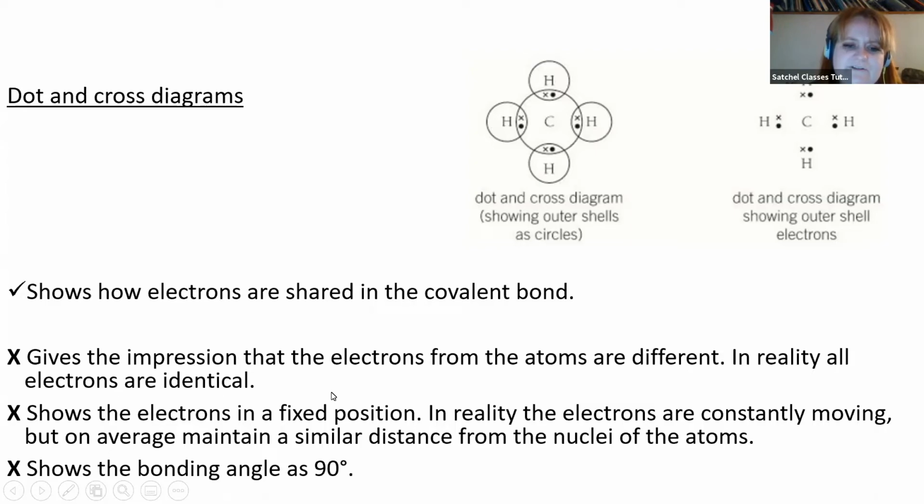It also shows the electrons at a fixed position. In reality, the electrons are constantly moving, but on average maintain a similar distance from the nuclei of atoms. In reality they're orbiting and moving around, but we can only draw them in a fixed position on paper. It shows the bonding angle as 90 degrees, but we'll discuss the bonding angle in a moment. So that's dot and cross.